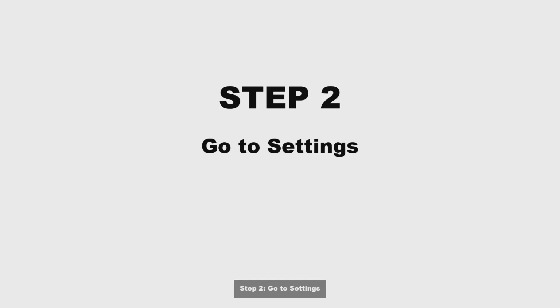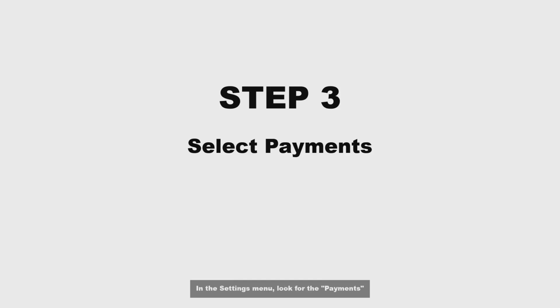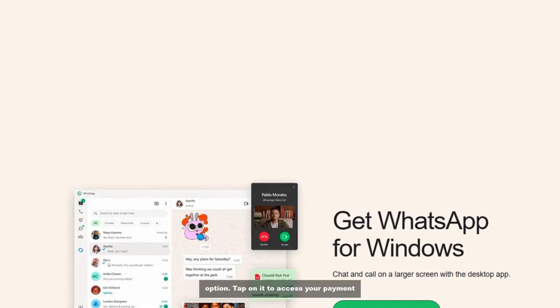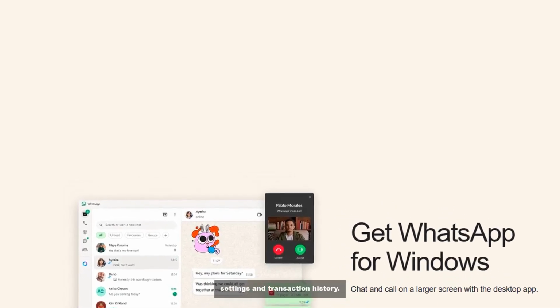Step 2. Go to Settings. Tap on the three dots in the top right corner for Android or the bottom right corner for iPhone to access the menu. Select Settings from the drop-down options. Step 3. Select Payments. In the Settings menu, look for the Payments option. Tap on it to access your payment settings and transaction history.